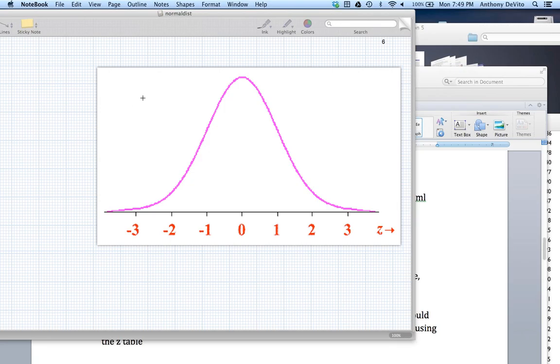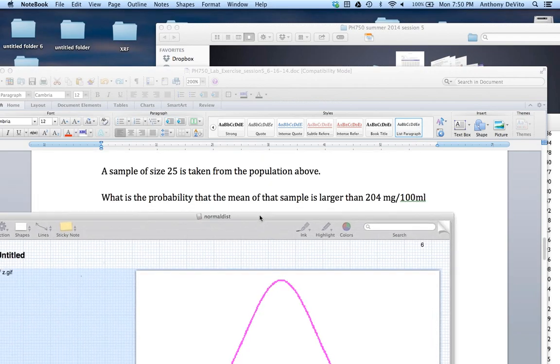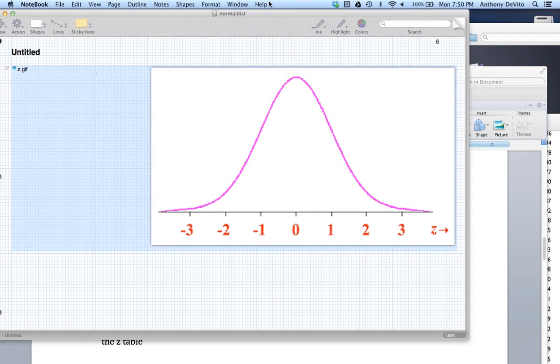Oh, standard error. Okay, standard error is 4. That's a good start. Well, let's see what standard error is. Actually, remember, we're looking for the probability of getting a mean for that sample size 25 larger than 204.